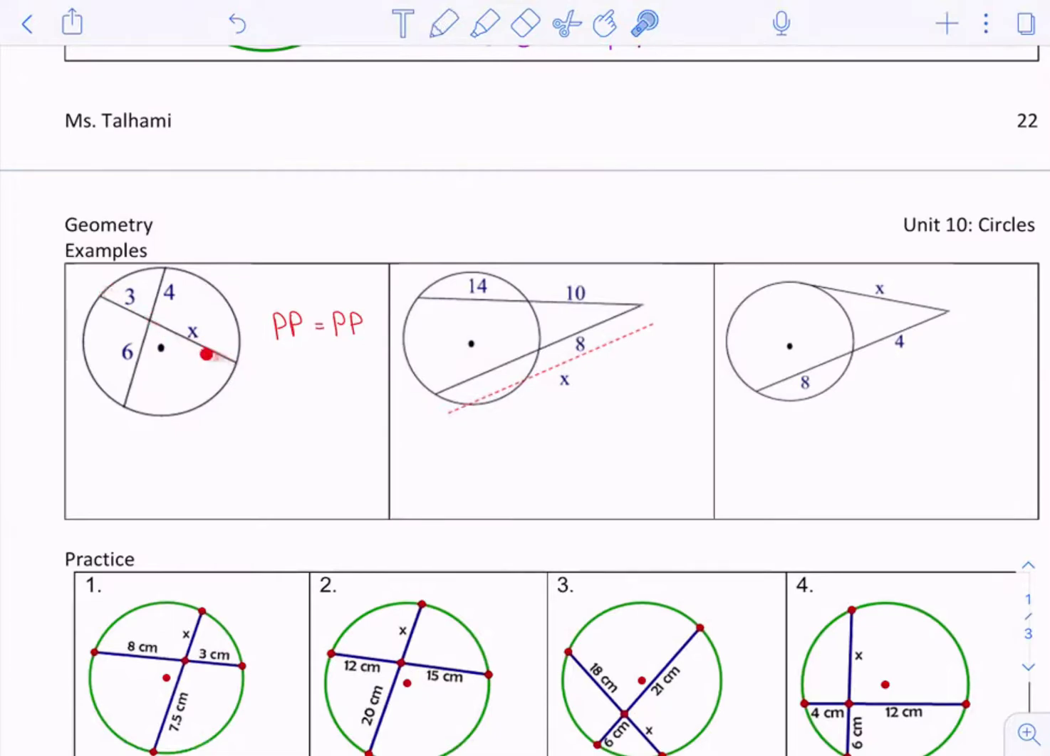If I talk about this chord right here, the 2 parts are 3 and x. Then for the other chord, the 2 parts are 6 and 4. So 3x equals 6 times 4, which is 24. And then if I divide by 3, I get x equals 8.